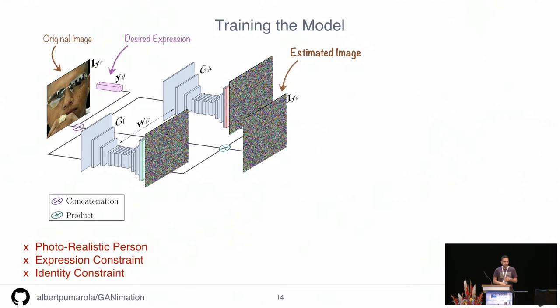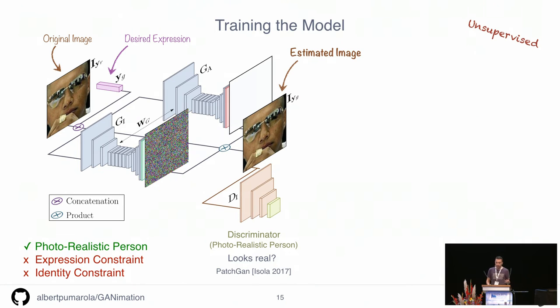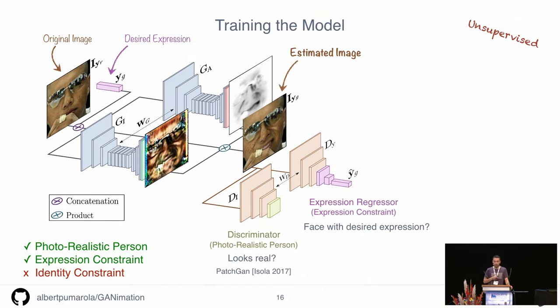So at the beginning, everything is just pure noise. We can add a discriminator in order to force the model to produce photorealistic images. But then the task of minimizing the error becomes trivial because the attention mechanism can simply copy the entire input image into the output. So in order to prevent our model from converging into the identity function, we first penalize the weight of the attention mechanism, and we also add an expression regressor to penalize the difference between the desired expression and the generated one.